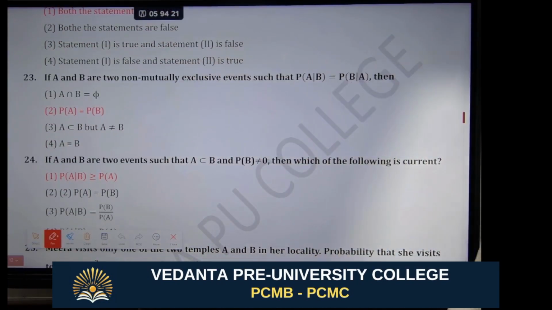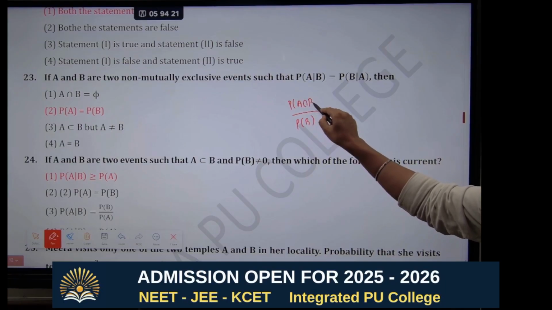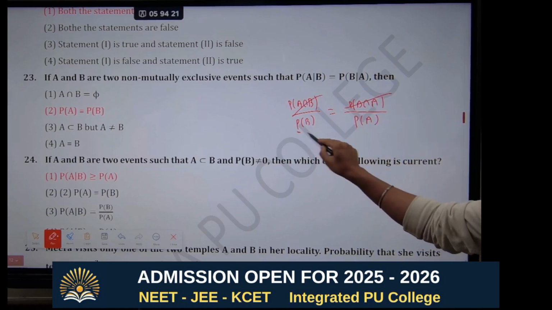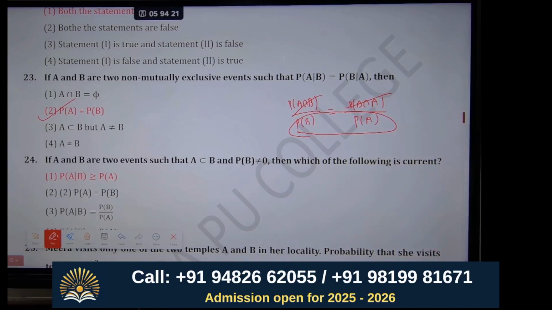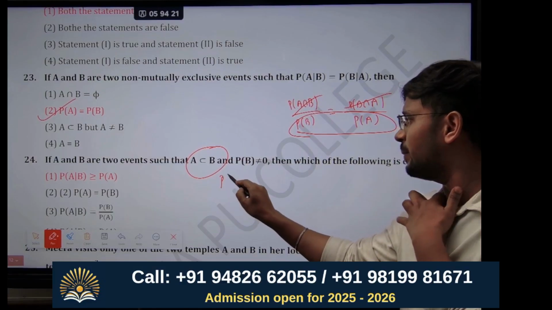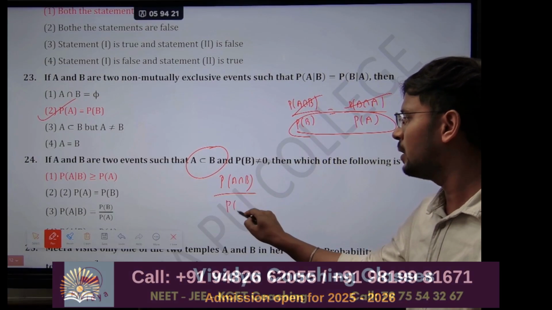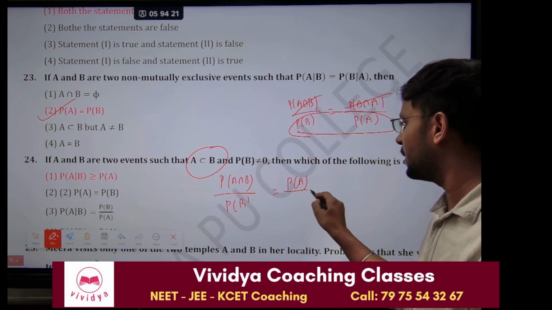Now A and B are two non-mutually exclusive events. P(A|B) is nothing but P of A intersection B over P of B. And P(B|A) will be P of B intersection A over P of A. B intersection A is A intersection B. Understood? Now here, given A is a subset of B, so P(A|B) can be written as P of A intersection B divided by P of B. And since A is a subset of B, it will be P of A divided by P of B.